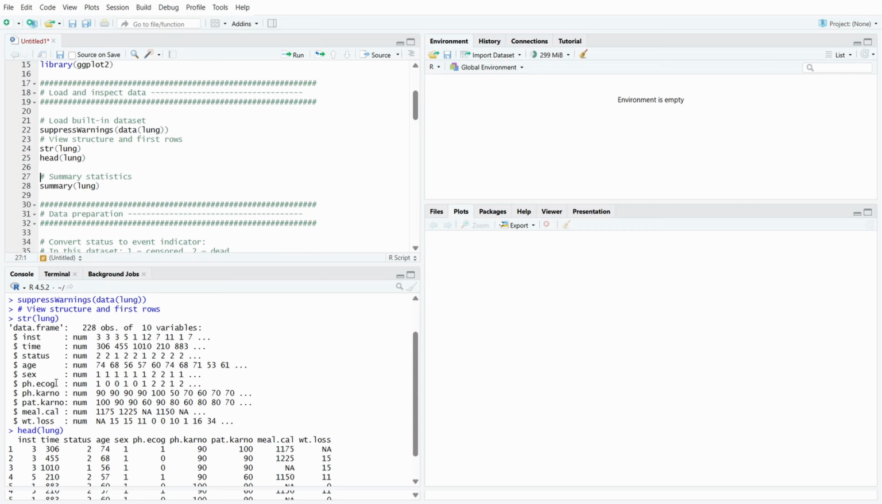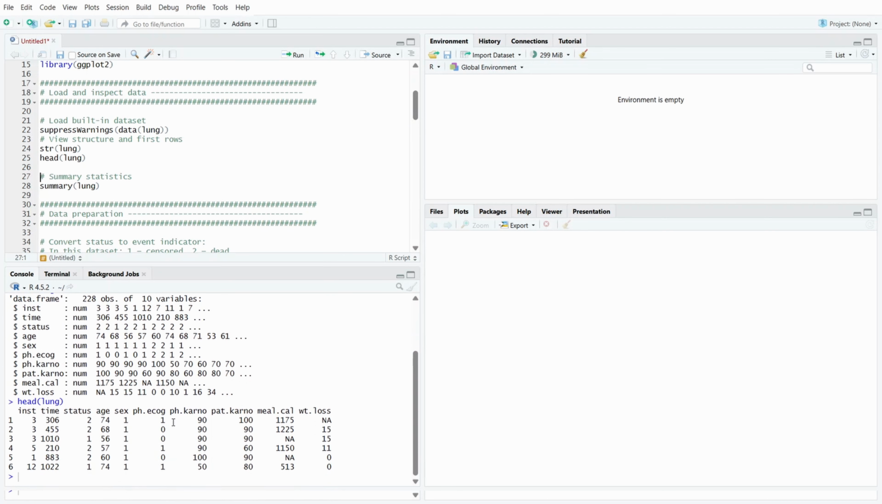Then we see performance-related variables like ECOG score and Karnofsky scores, which are commonly used in oncology to assess how well a patient is functioning. These are important in public health because they help explain differences in survival outcomes. We also have variables like meal calories and weight loss, which give insight into patients' nutritional status, another key factor in disease progression and recovery. Notably, we can already see some missing values in these variables, which is very common in real-world clinical data.